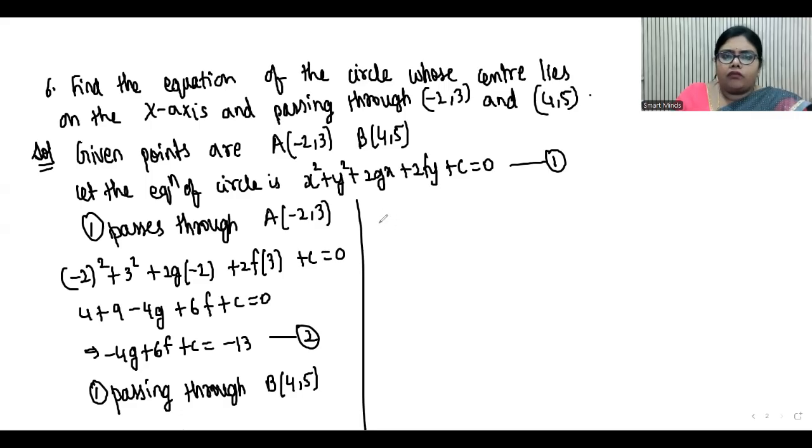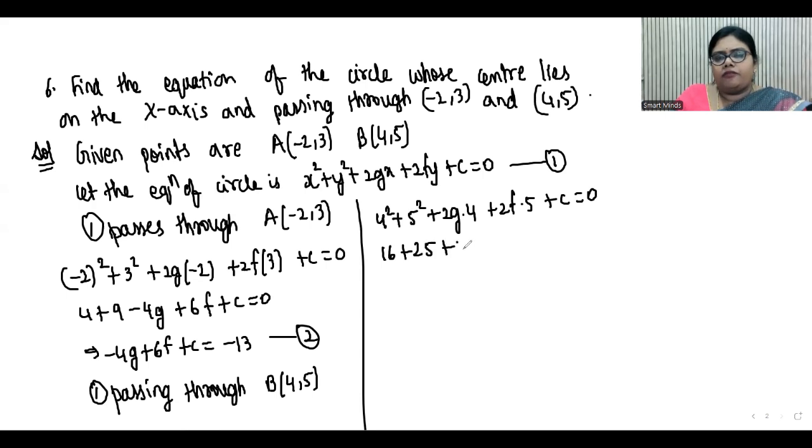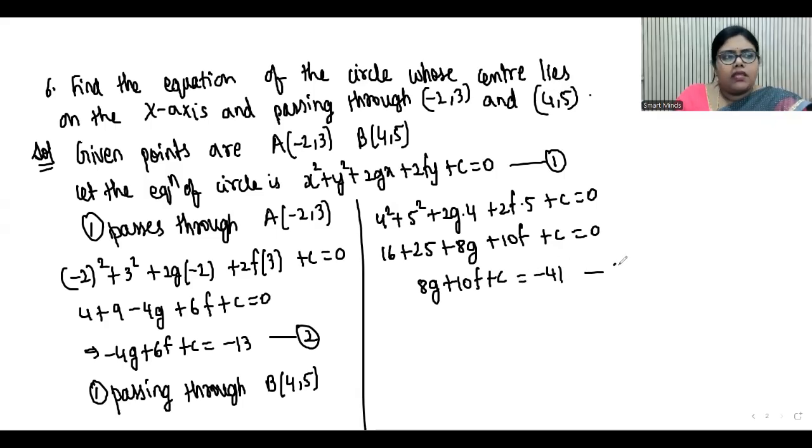Now 4 square plus 5 square plus 2g into 4 plus 2f into 5 plus c equals 0. 16 plus 25 plus 8g plus 10f plus c is equal to 0. So 8g plus 10f plus c is equal to minus 41. This is equation number 3.